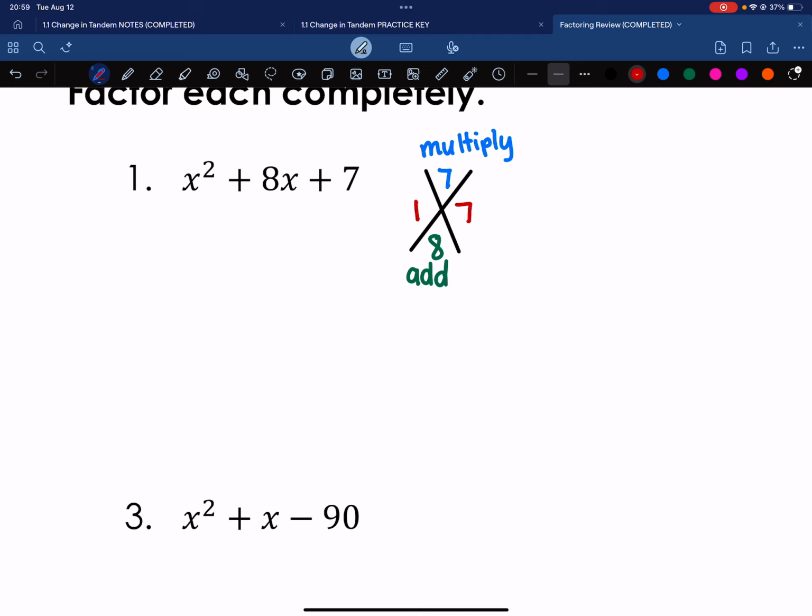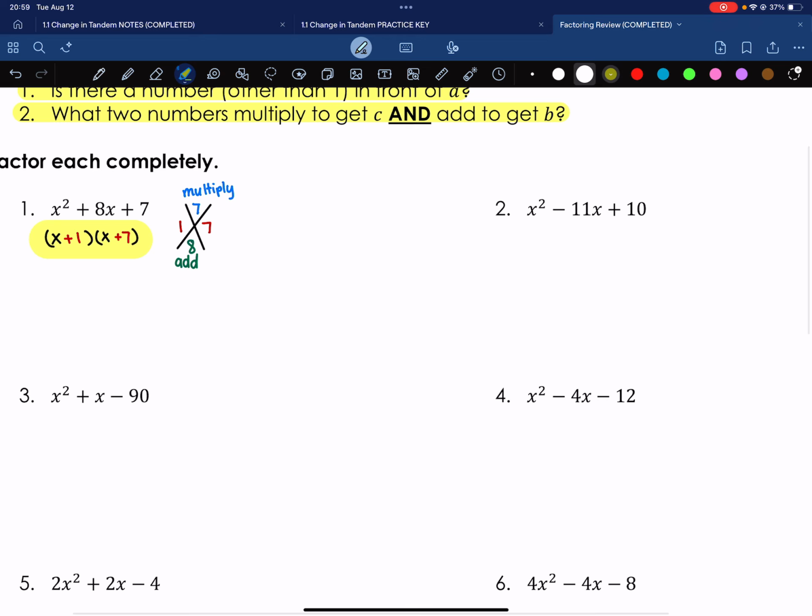So that's our factors. Now, because there's only a 1 in front of the x squared, we can go ahead and factor. You will always start with x times x, because x times x is x squared. And then you're going to add in the two numbers we just found, which is a positive 1 and a positive 7, and that is fully factored. Okay, so let's do a couple more.